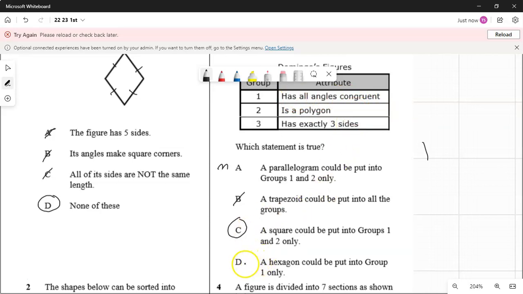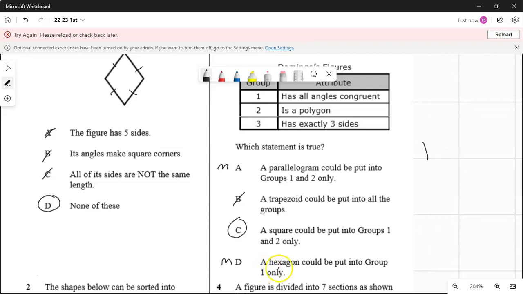Okay, and D. A hexagon could be put into group 1 only. Okay, a hexagon could have all angles congruent, but doesn't necessarily have to have all angles congruent. It depends on how you draw it. So that's a maybe. Group 2, I guess. A hexagon could have all angles congruent, but doesn't necessarily have to. So that's a maybe. Okay, but C is definitely better because a square does have all angles congruent all the time. They all have 90-degree angles, and it is a polygon.